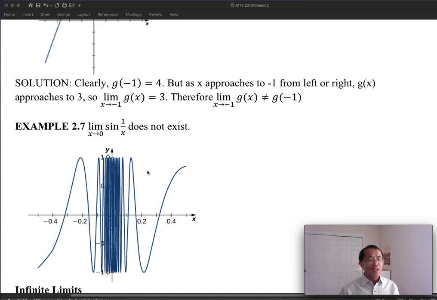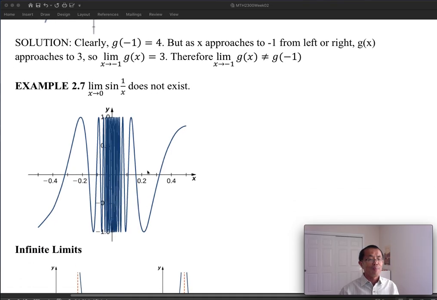And also, we showed another example. This one is more complicated, but anyway, let's just take the graph as given. What we observe here is, as x approaches 0, the function value, because it's a trigonometric function, because of the property of sine, oscillates very quickly between -1 and +1. So it's not approaching any fixed value at all. So we are going to say the limit here does not exist.